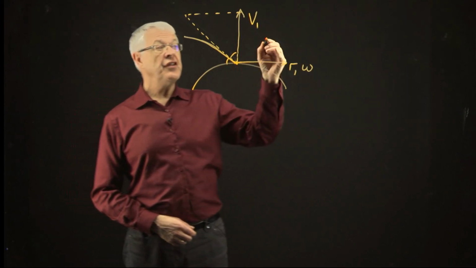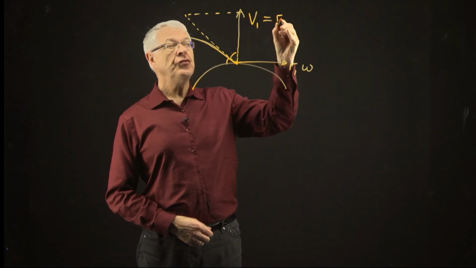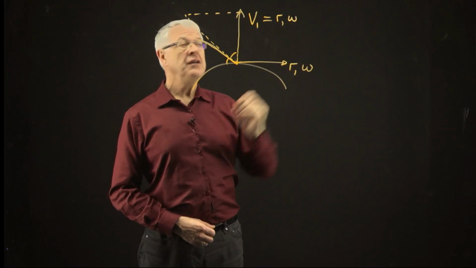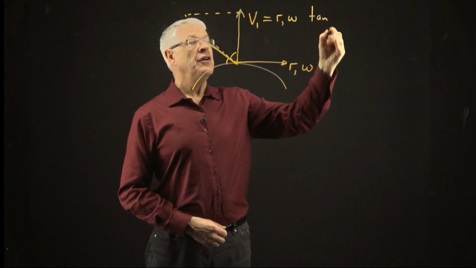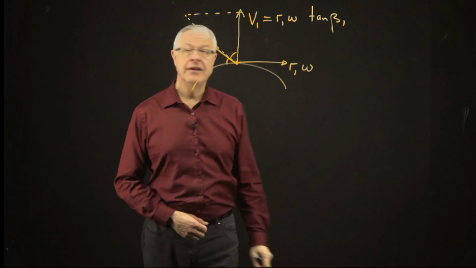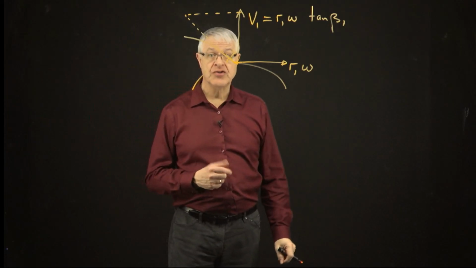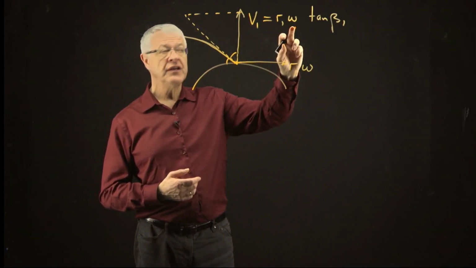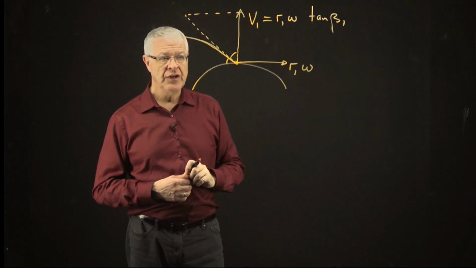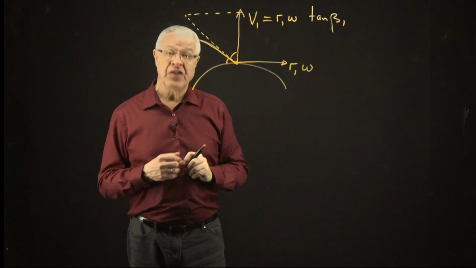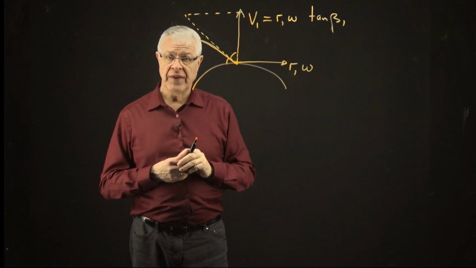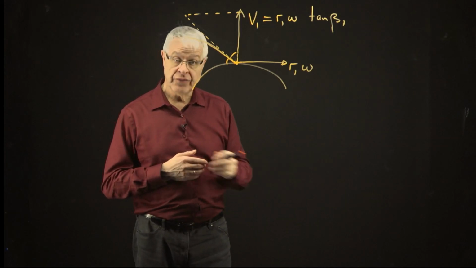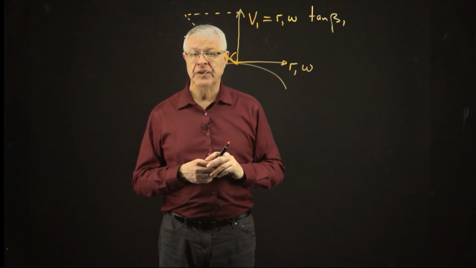So this means that V1 is going to be equal to R1 omega times the tangent of beta 1, right? And that's what we have in our original equation for Q. Our velocity entering is R1 omega times the tangent of beta 1. So that's just a little aside about where that equation comes from. But again, for full details, look at the lecture video in the link below.